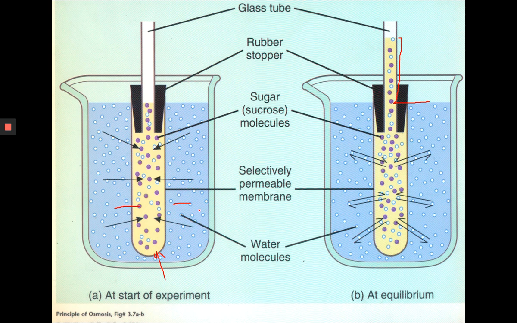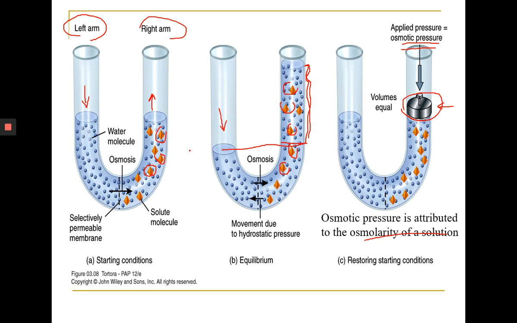If we look at the osmolarity, here or there, the osmolarity here is zero. There is no solute, water only. Here there is higher osmolarity. So water will move from lower osmolarity to higher osmolarity, that is, from higher concentration of water to lower concentration of water. Okay?